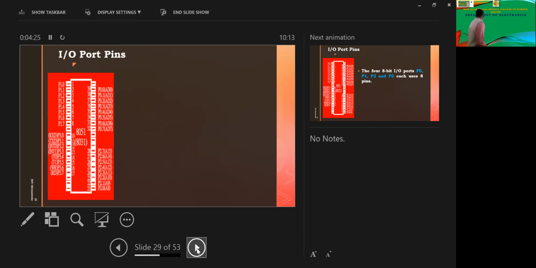These are the input output ports that we need to study and which are very important as far as microcontrollers are concerned. They are basically there to give the output data and take the input data, right? That is the main important function of the microcontroller. Those are the ports.